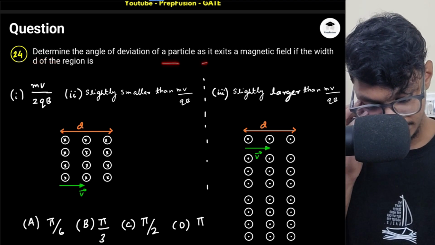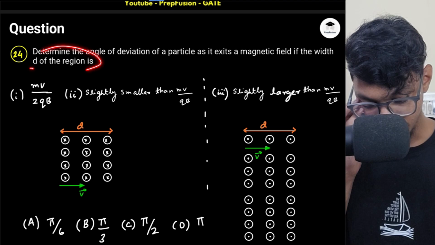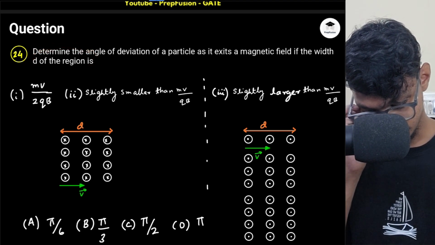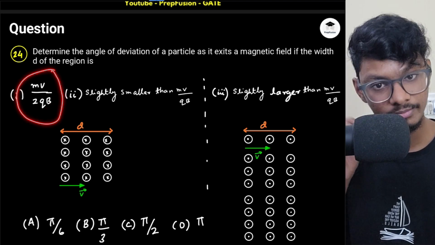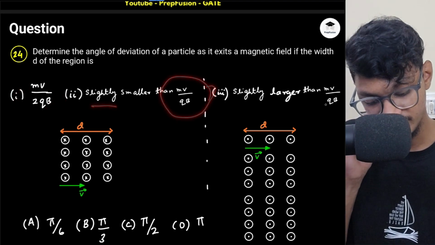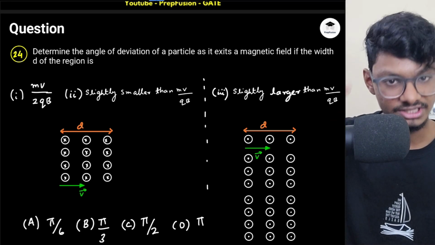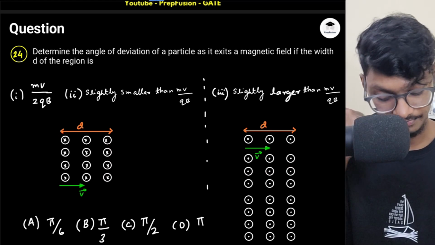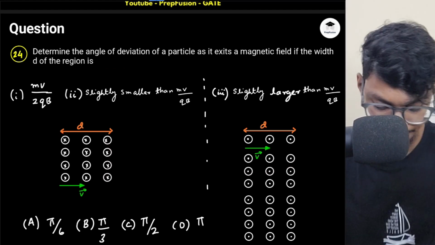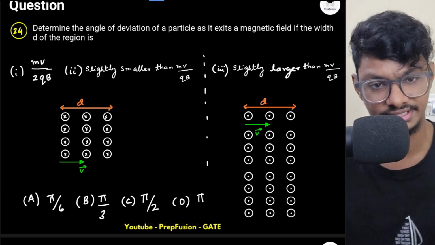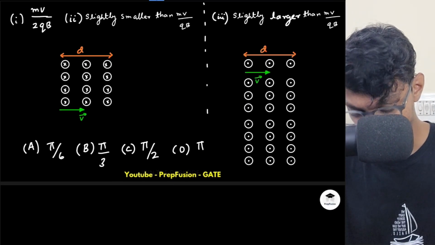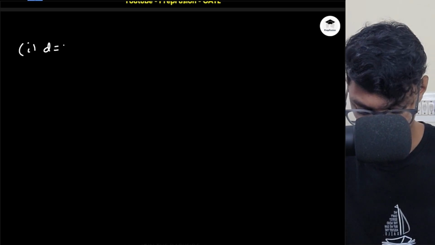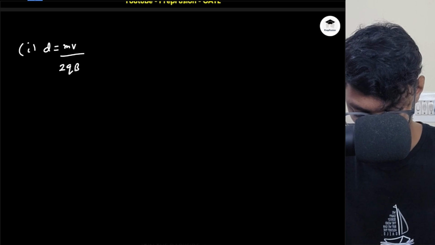Determine the angle of deviation of a particle as it exits a magnetic field if the width d of the region is varying: if it is mv by 2qB, if it is slightly smaller than mv by qB, if it is slightly larger than mv by qB. For these particular cases, tell me what will be the angle of deviation. Okay, so let's solve it for the first case. For the first case, they have given me the width, which is simply mv by 2qB.